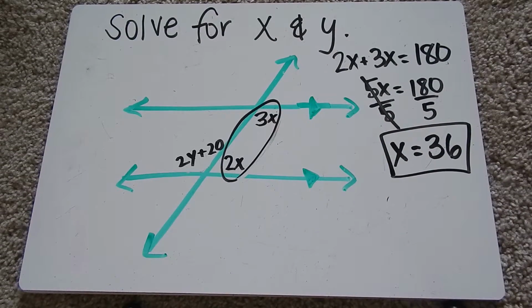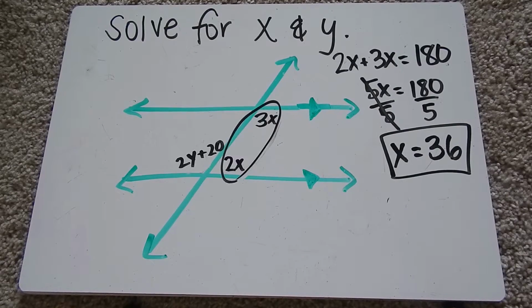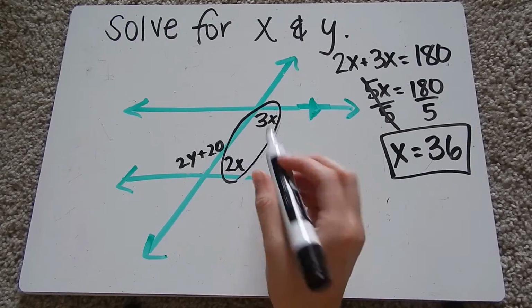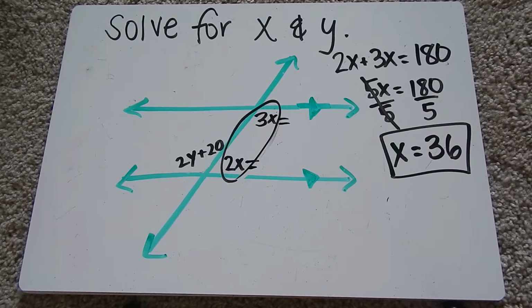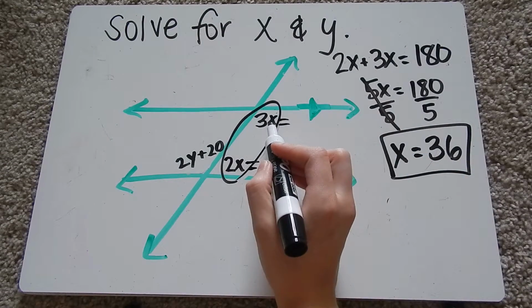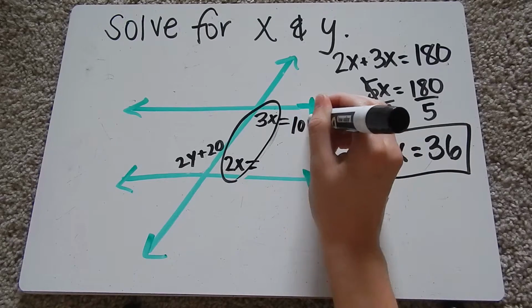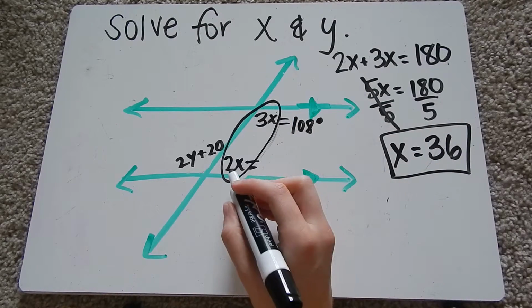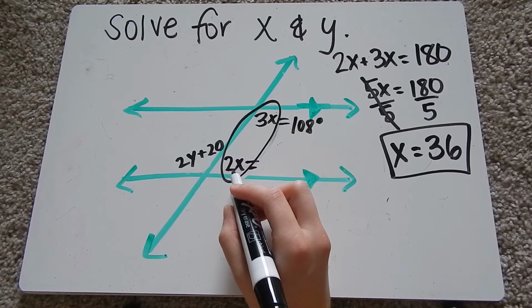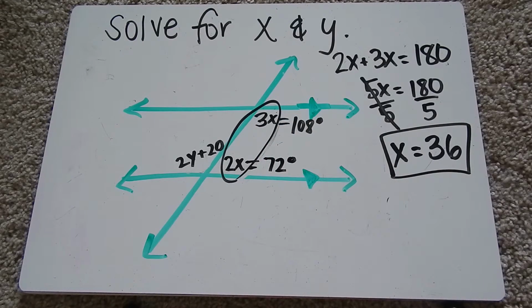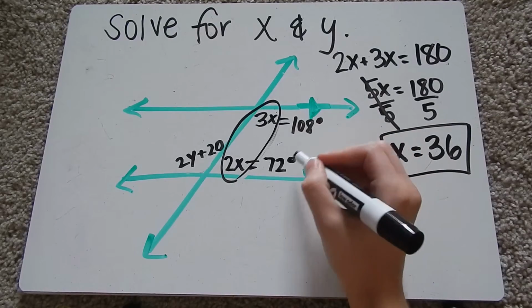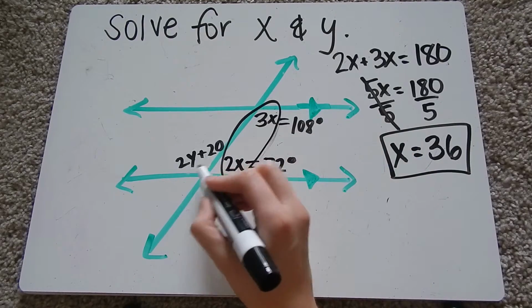Now that we have x is equal to 36, I actually want to plug that in here so we can figure out the angle measures of these. So if we plug in x here, 36 times 3 is 108 degrees. If we plug in x here, 2 times 36 is 72 degrees. Now that we have these actual numbers, we can easily solve for this.